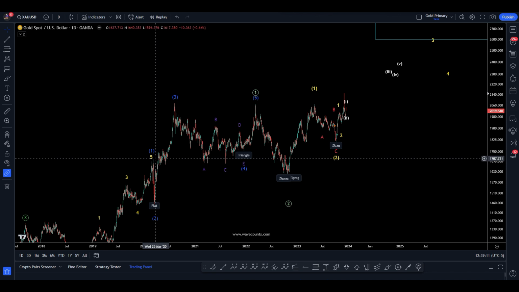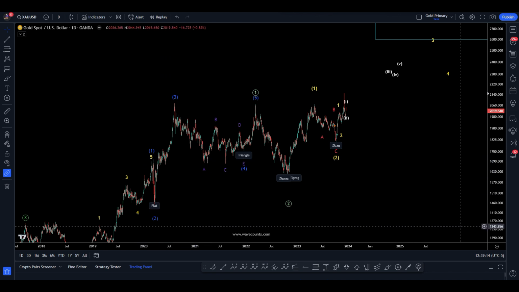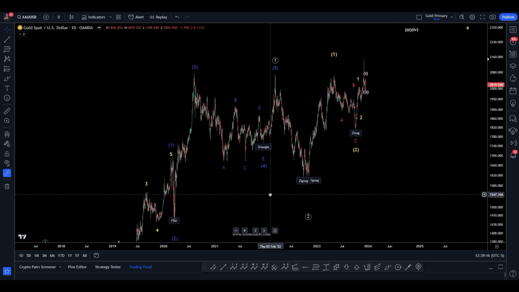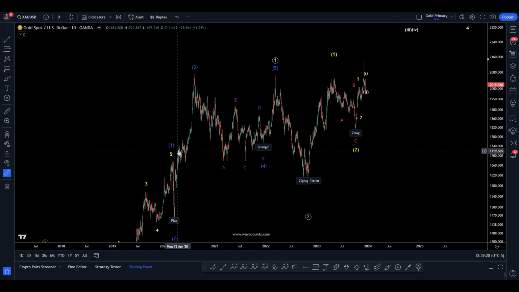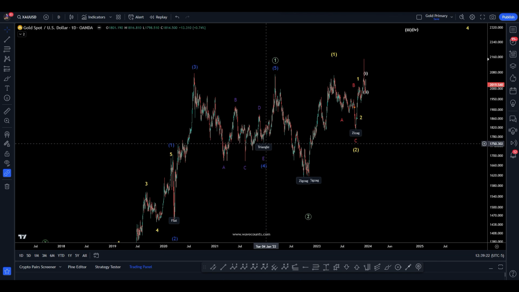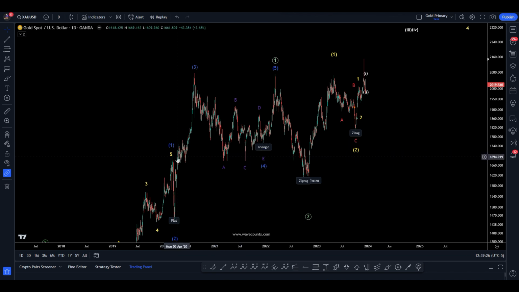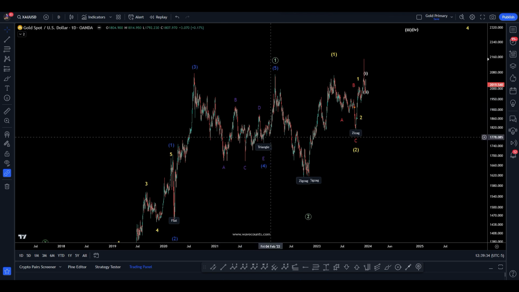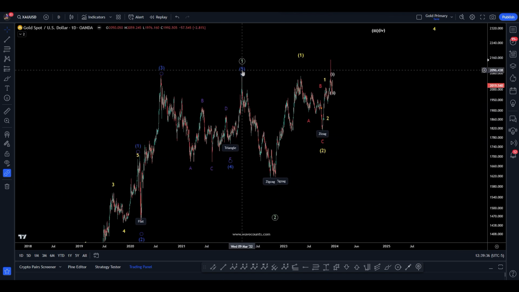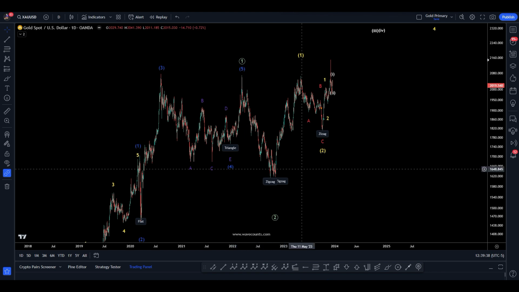Now, before you say, oh my gosh, 4 went into 1, it didn't. The rule is the end of wave 4 cannot go into wave 1. And here's the end of wave 4, it's 1751-ish, and the end of wave 1 here is 1689-ish. So that rule is not broken. And an impulse for the 5th wave into wave 1.